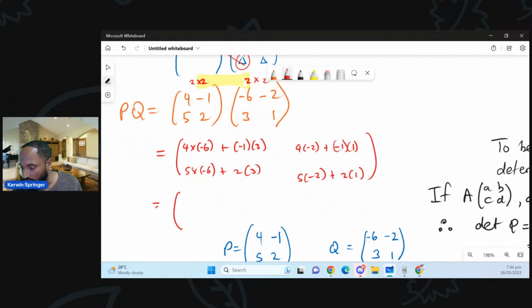So I'll get -24 minus another 3, so that's -27. I hope I'm doing this correctly. -30 plus 6 is -24. -8 minus 1 is -9, and -10 plus 2 is -8. Will you get this same thing? -8, sorry, -8. All these numbers negative, we're really going on here.